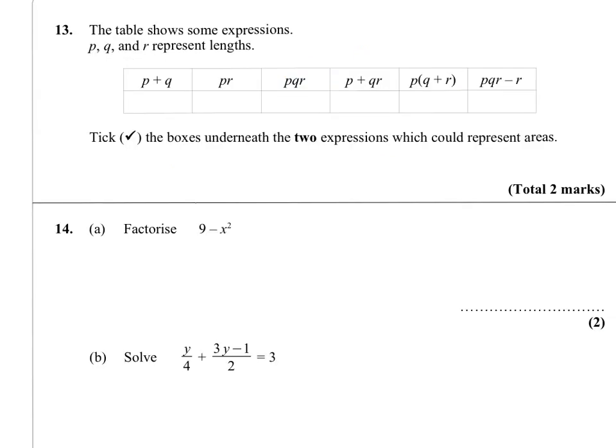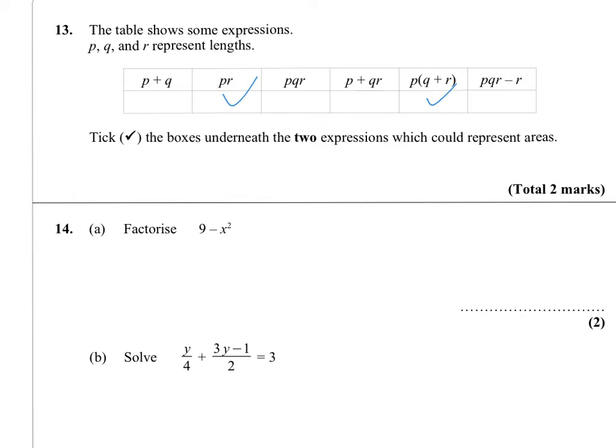This question is straightforward. We've got to just tick 2 boxes for question 13 where the expressions could represent areas. The area of a rectangle we give in centimetres squared, triangle centimetres squared. So it's a dimension times another dimension. So basically it could be that one, and if I expanded that one, that would be a dimension times another dimension as well. Hopefully that's fairly straightforward.